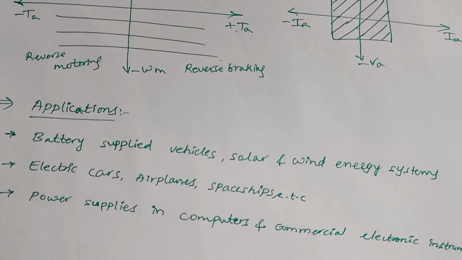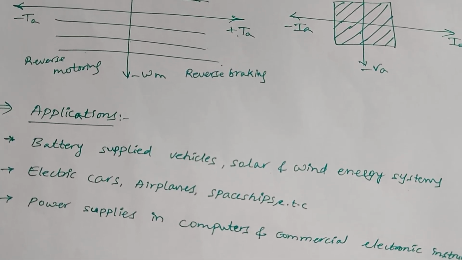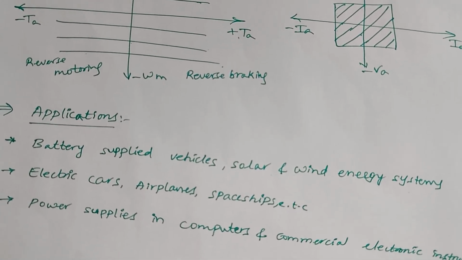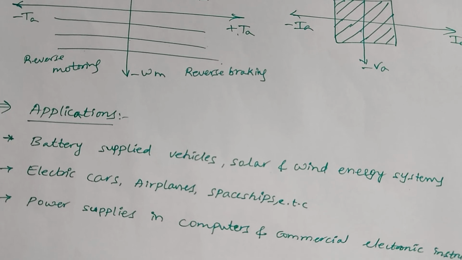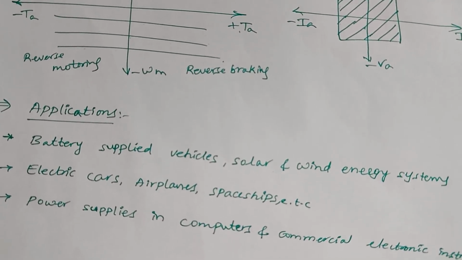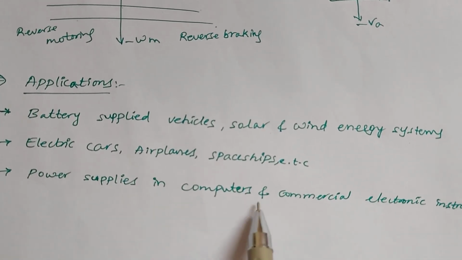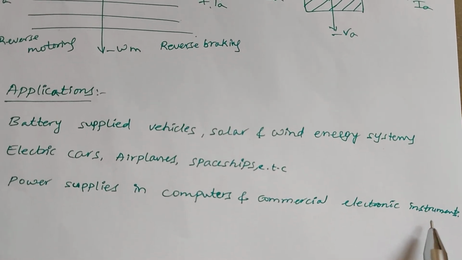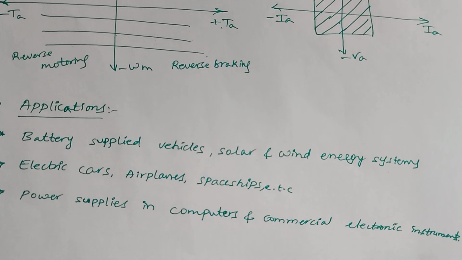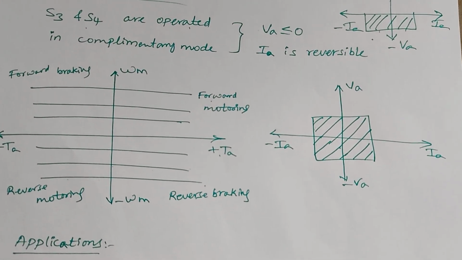Obviously we need forward motoring operation, and we need to apply some brakes while it is in motoring mode. Then we get the forward braking or forward regenerative braking. A few applications require reversible operations also, where reverse motoring and reverse braking are required. Wherever motoring is there, we need to apply the brakes also. A few power supplies in computers and commercial electronic instruments are also applications of these four quadrant chopper fed drives. So this is all about the four quadrant chopper fed DC drives.